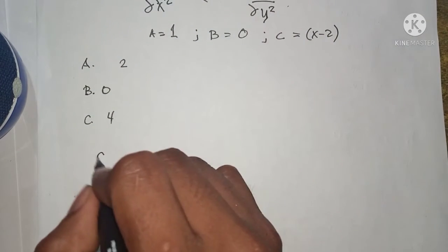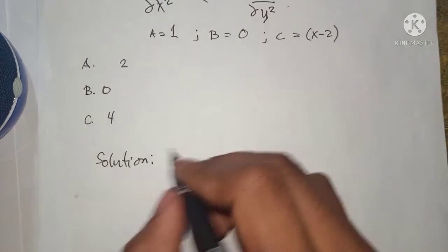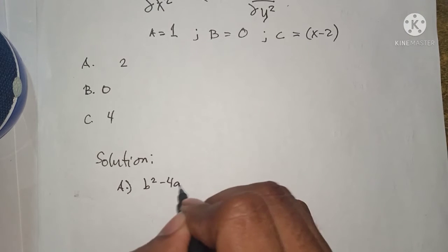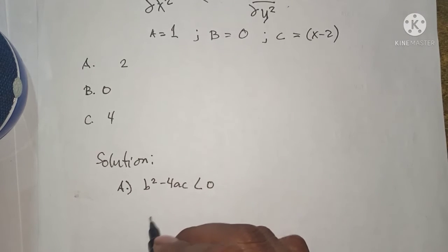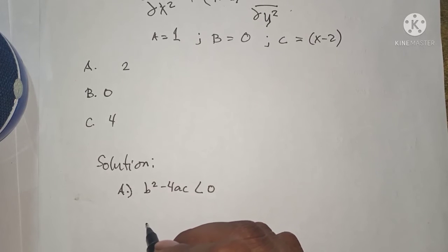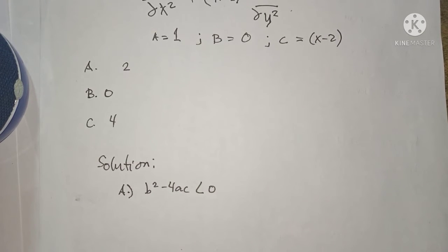So let's show the solution for this problem number 2. For letter A, b squared minus 4ac is less than 0, so ang a natin ay 2. Substitute natin yung value. So ang sa choices sa letter E is 2.